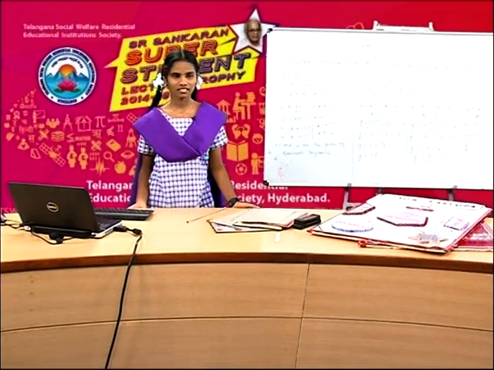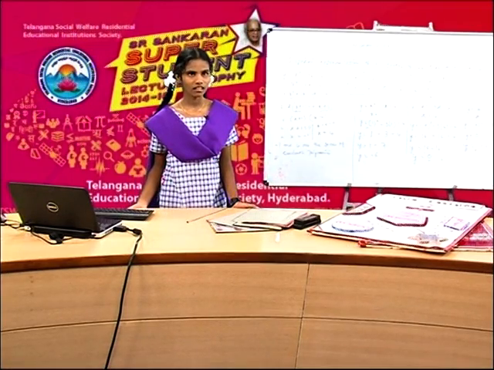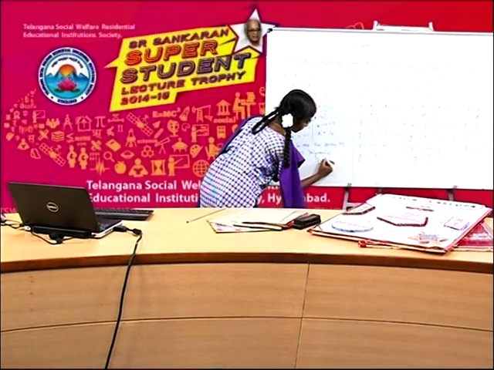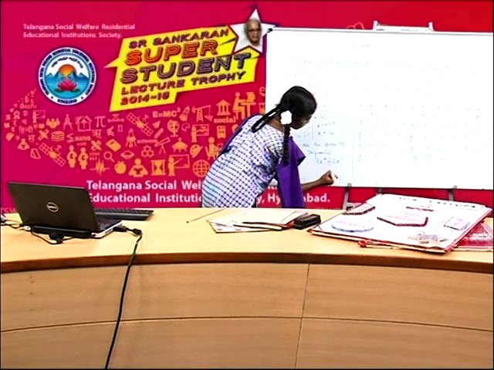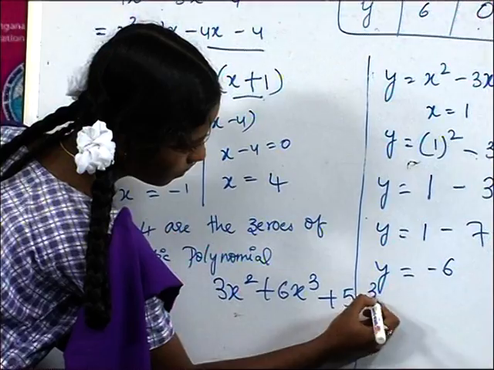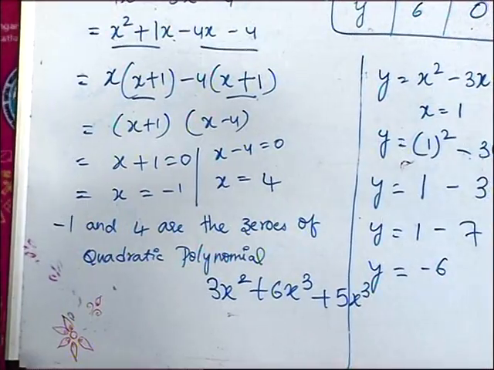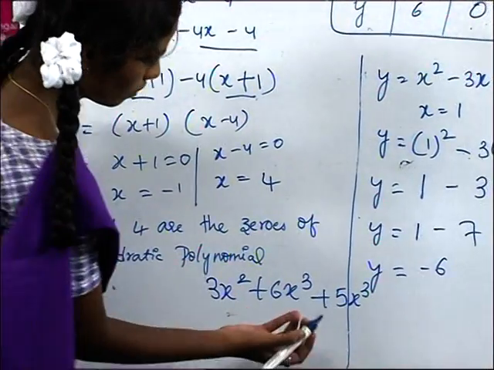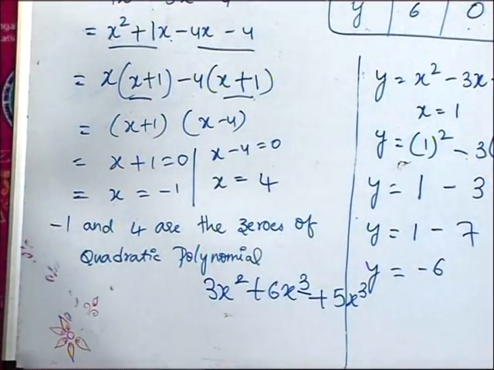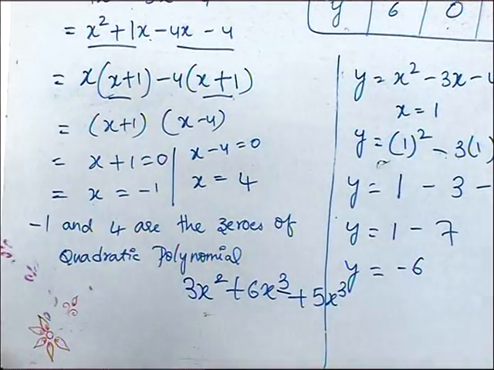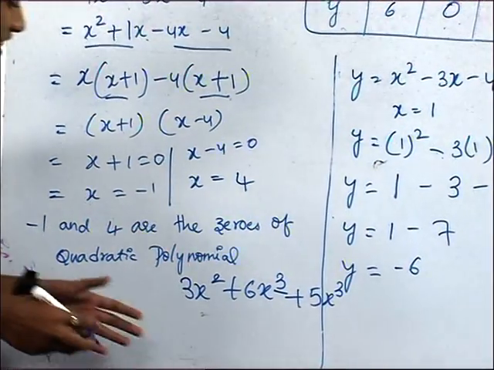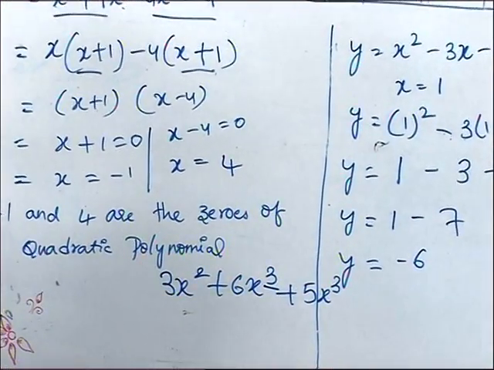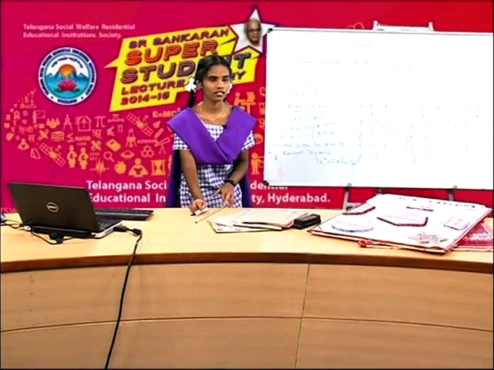Okay, I will give you one equation. That is 3x square plus 6x cube plus 5x cube. Then here, what is the degree of the polynomial? Here, the degree of the polynomial is 3. Why? Because in this polynomial, the highest degree is 3, so it is called the degree of the polynomial. Then 5x cube is also there, 3 only, no?